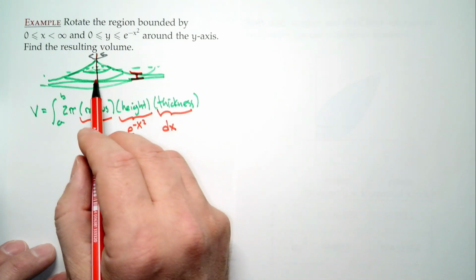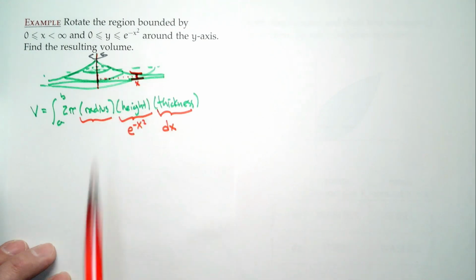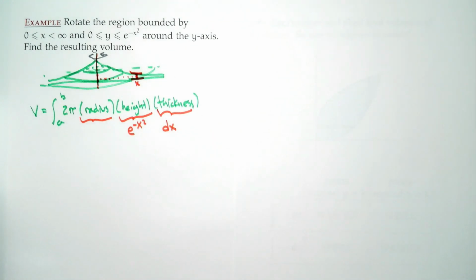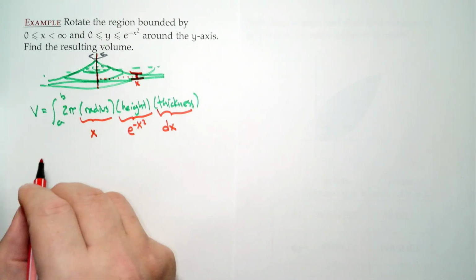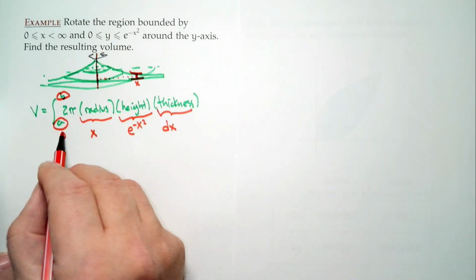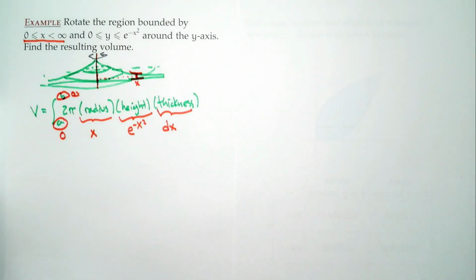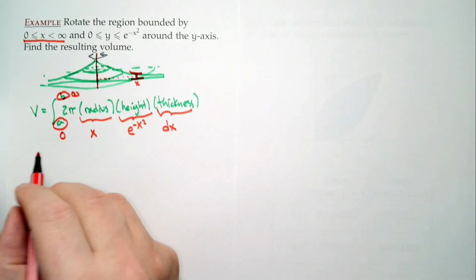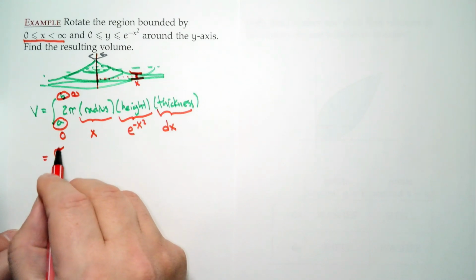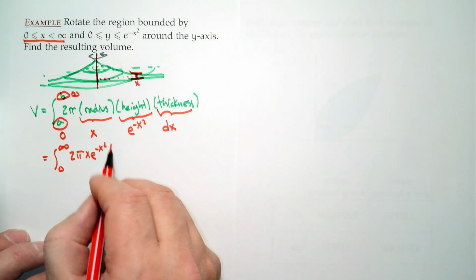The radius: how far between where I spin and where I'm currently at? So I think of where I'm currently at as being at x. So what's my radius? It's x. All right, and what are the bounds? 0 to infinity, which we can see because it says we're going from 0 to infinity. All right, so now we have our integral. Let's just rewrite it a little bit cleaner: 0 to infinity, 2 pi x, e to the minus x squared dx.